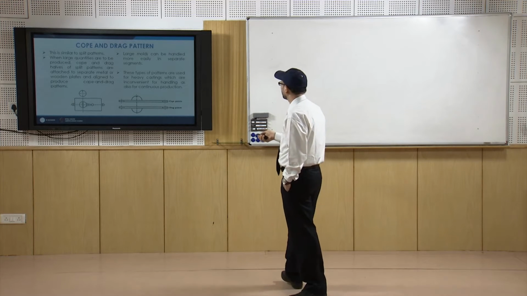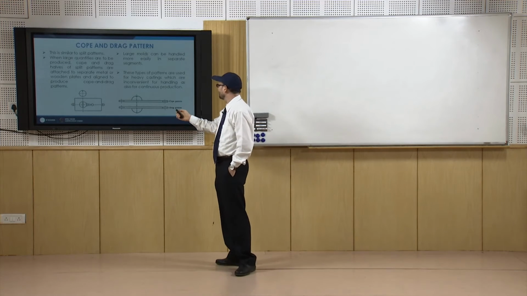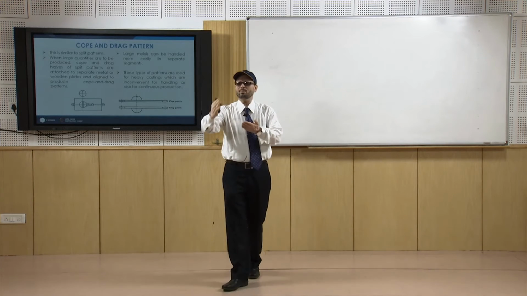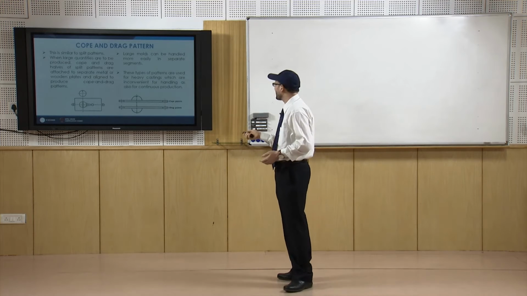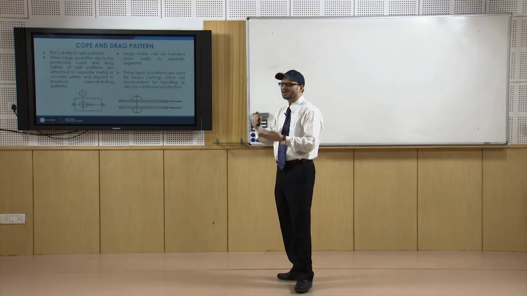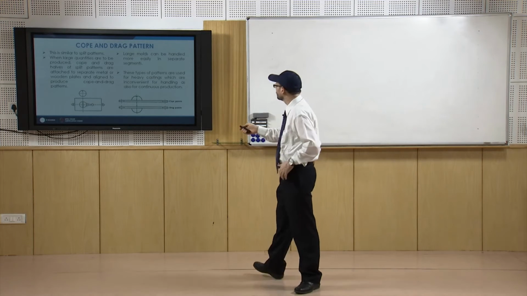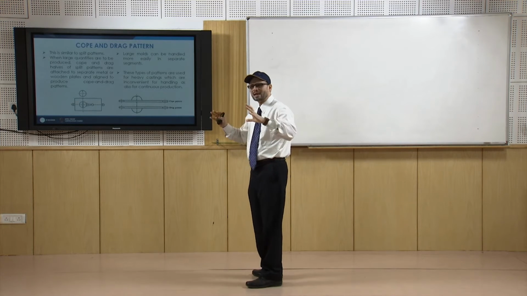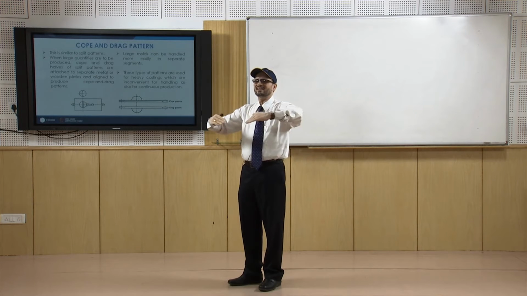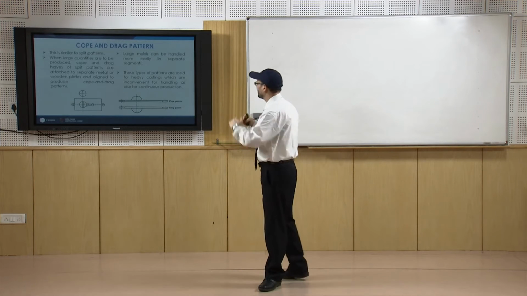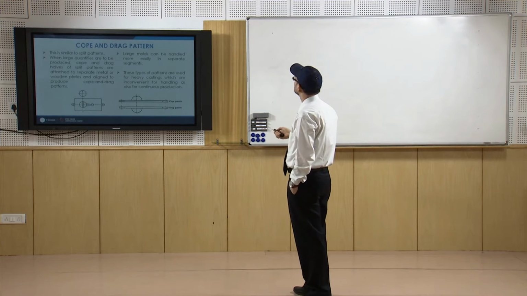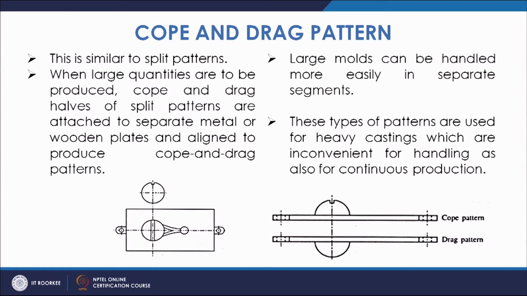In this case you have this cope part and you have this drag part. On the cope part you make the cope portion of the pattern, on the drag part you make the drag portion of the pattern, you put the molding material, do the ramming, make those parts, and then ultimately you match them and do the casting. So, large molds can be handled more easily in separate segments. You have two segments that can be handled.